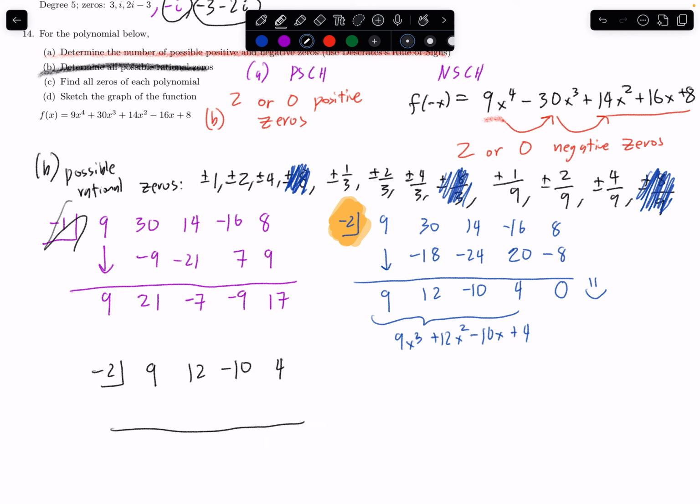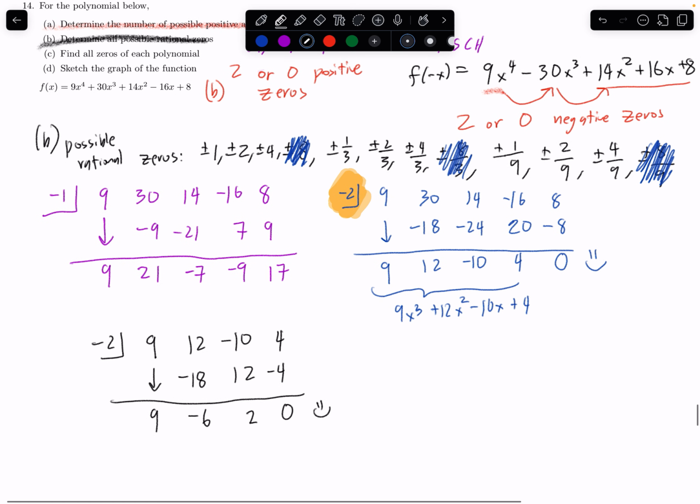I don't have to check negative 1 or positive 1, by the way, because I already checked them with the original polynomial. If it wasn't a root then, if it wasn't a 0 then, it's not going to be a 0 now. Okay, 9 comes down. 9 times negative 2 is negative 18, plus positive 12 is negative 6, times negative 2 is positive 12, plus negative 10 is 2, times negative 2 is negative 4, plus 4 is 0. So perfect. It did, in fact, work out that way.